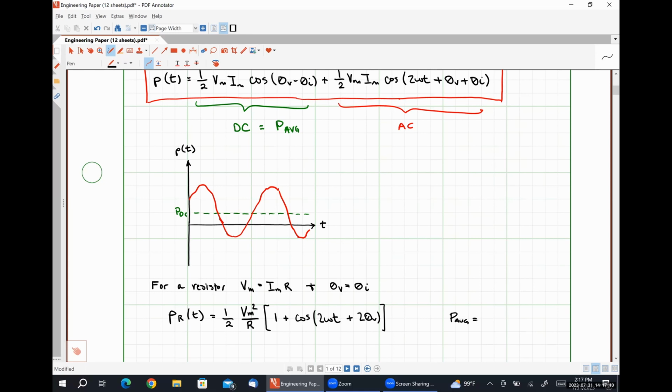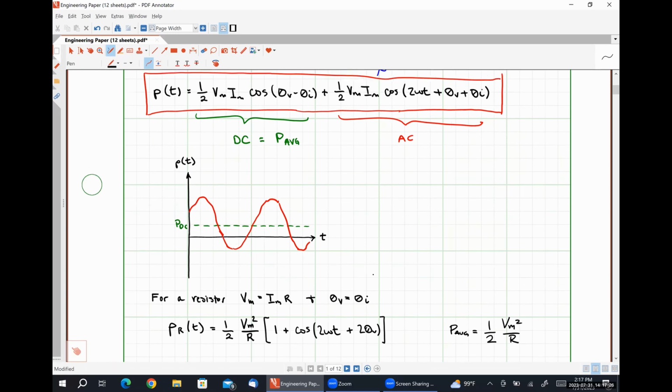1/2 VM squared over R. Exactly right. Just the DC part of this instantaneous power. Okay, can you explain that? Or is there nothing to explain there?